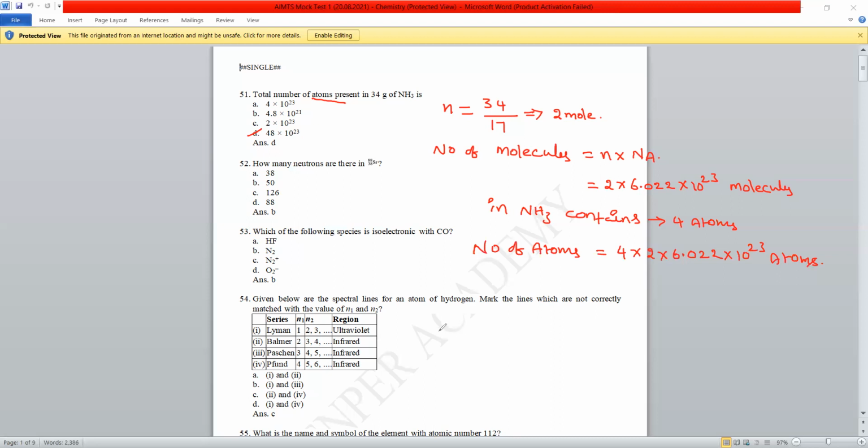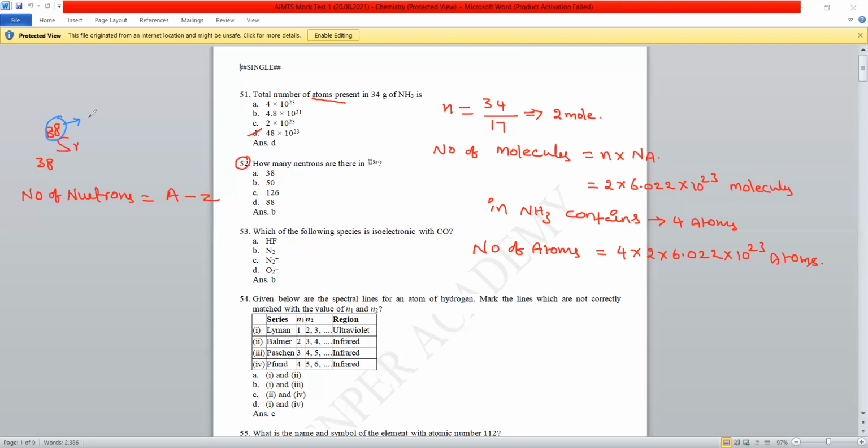Okay, so next question number 52. How many neutrons are there in strontium 88? Mass is 88. They have given strontium 88 and atomic number 38. So number of neutrons equal to, what is the formula? Very easy formula, students: A minus Z. Here A indicates the mass.